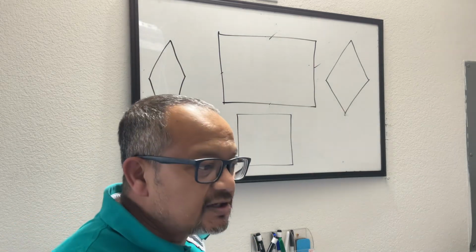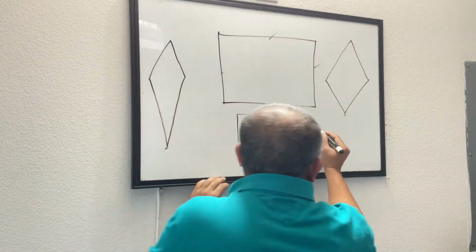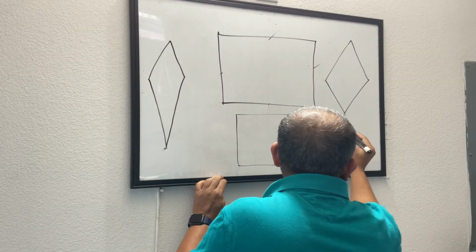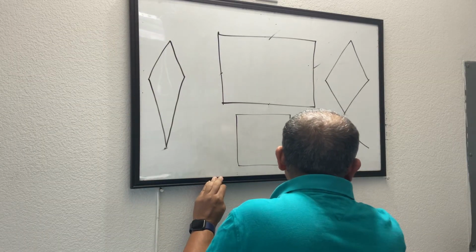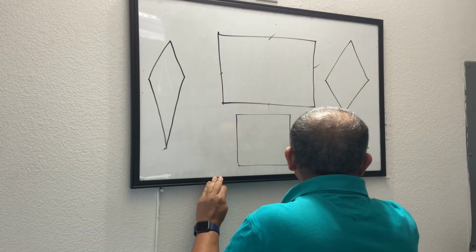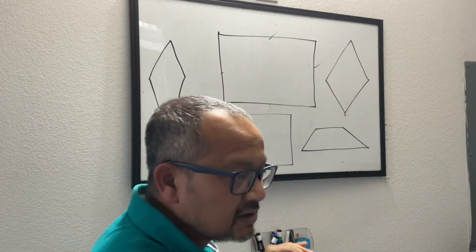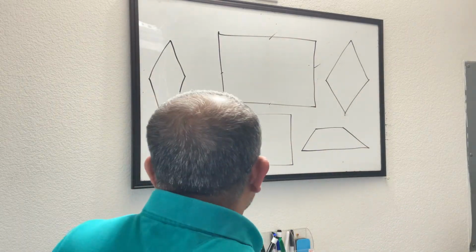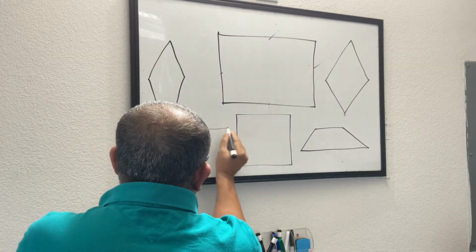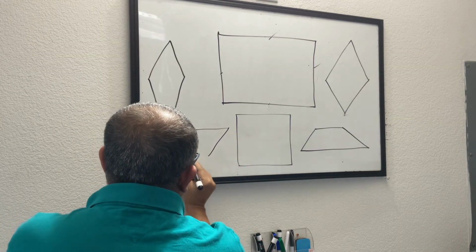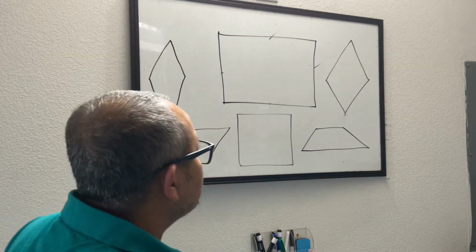So that is also a quadrilateral. There's another shape that also has 4 sides. That is also a quadrilateral. Oh my God, so many quadrilaterals. And then there is another shape that also has 4 sides. That is also a quadrilateral.